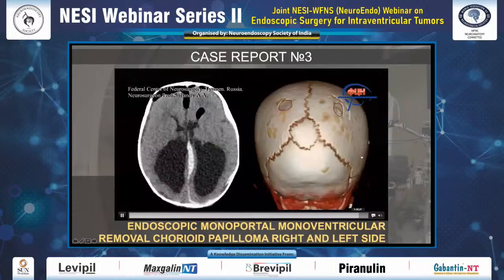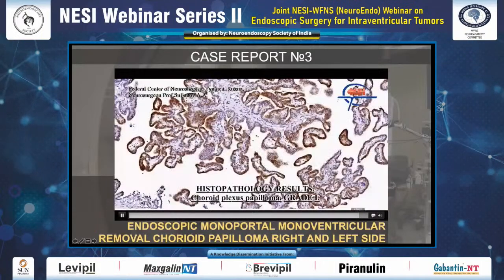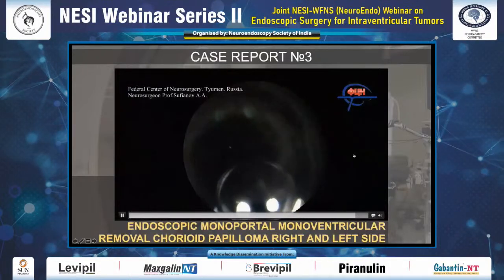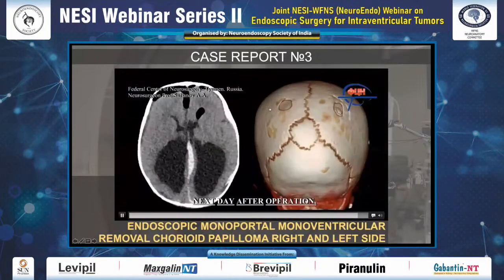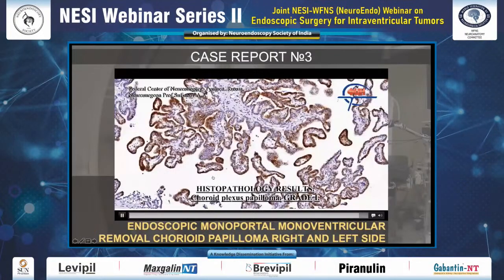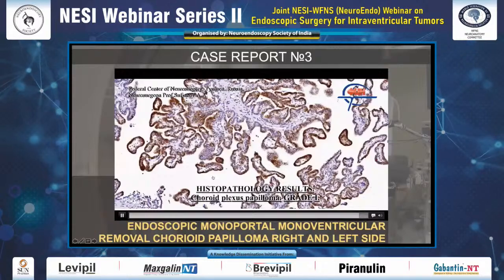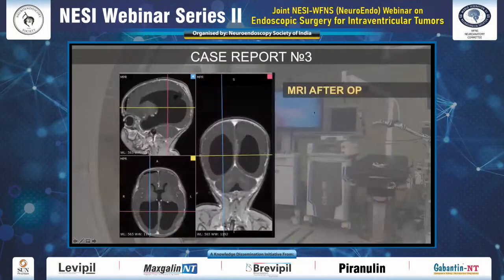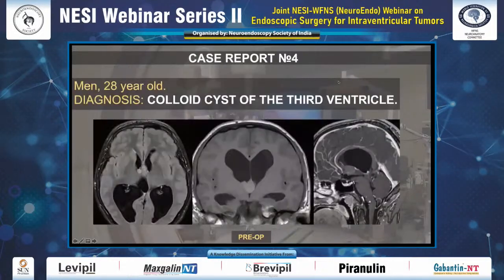Completely totally removed. Just 30 minutes one side, 30 minutes the next side. You see, and totally removed. It's really minimally invasive surgery. Again, no big craniotomy, just only like a burr hole after the operation.